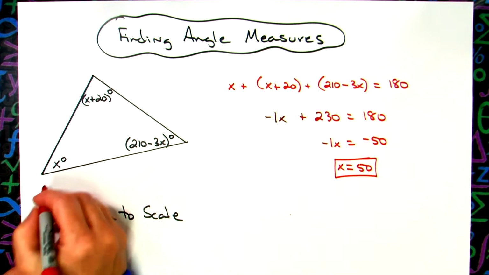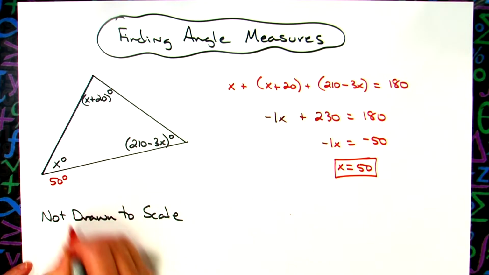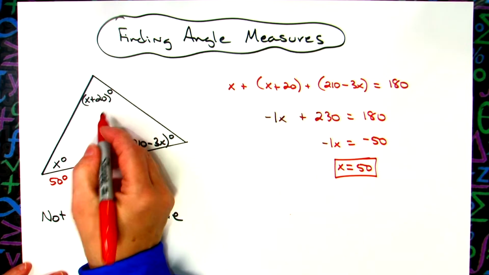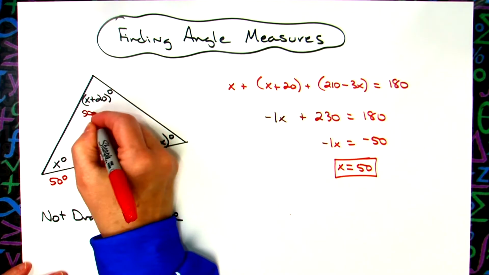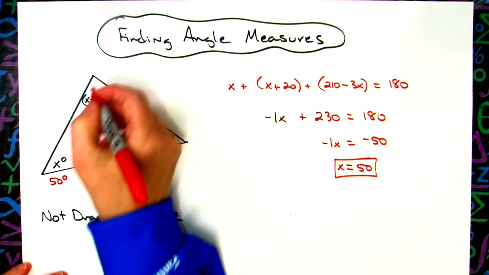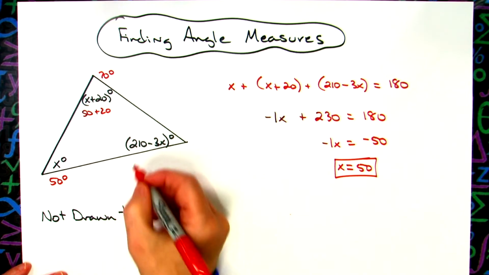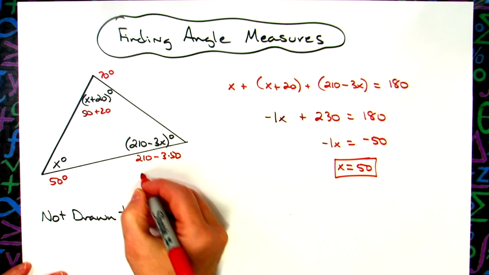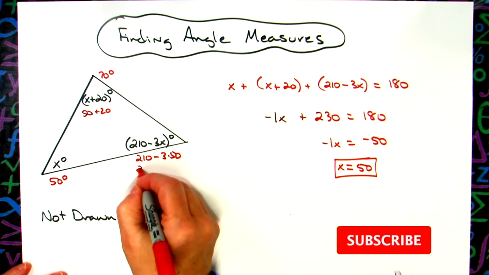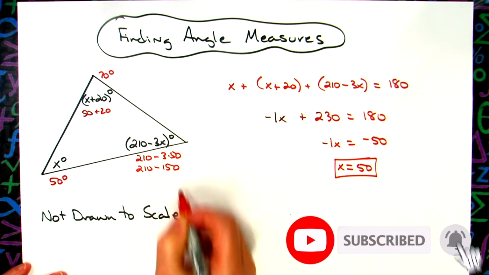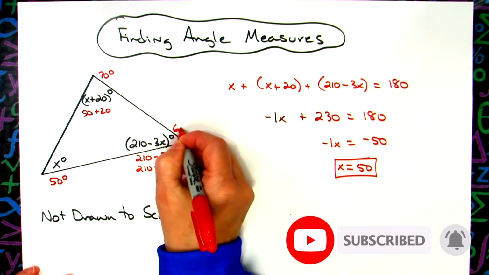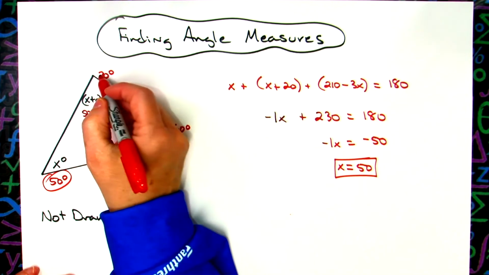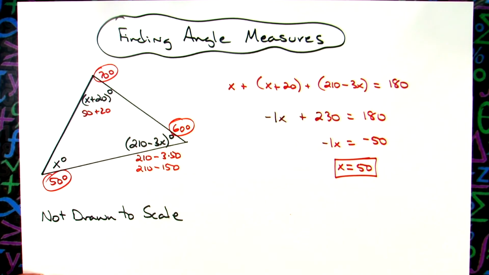So for this angle right here, it's going to be 50 degrees. We're going to plug it in right here. So for x plus 20, 50 plus 20, that's going to be 70 degrees for this angle right here. Right here, we'll have 210 minus 3 times 50. 3 times 50 is 150. So 210 minus 150 is going to leave us with a 60 degree angle here. So we've got a 50 degree angle, a 70 degree angle, and a 60 degree angle. We could double check there, add those three numbers up, we will get 180 degrees.